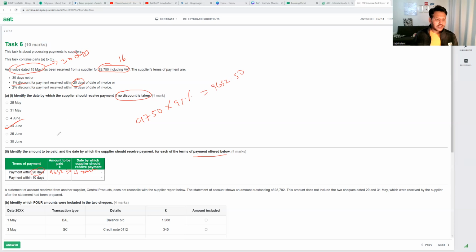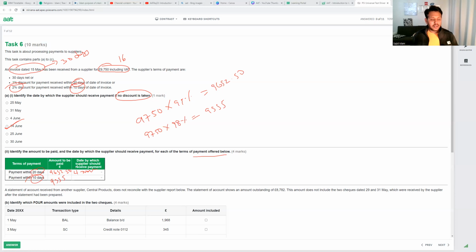That's it. The next one is, if we pay within 10 days, what will be the amount I need to pay? If I pay within 10 days, I'll get 2% discount. So very simple, 9750 multiply by 98%, because 2% will be the discount. And how much will it be? It will be 9555. That's it.